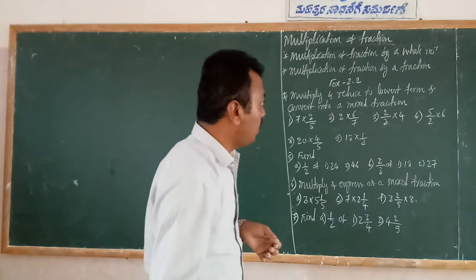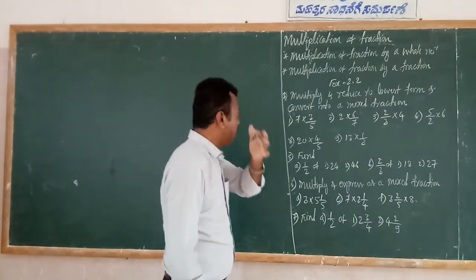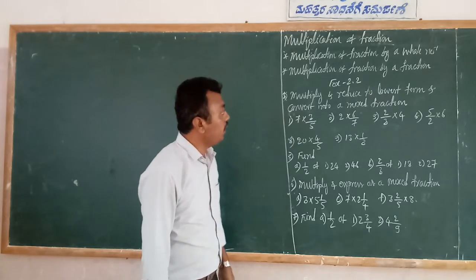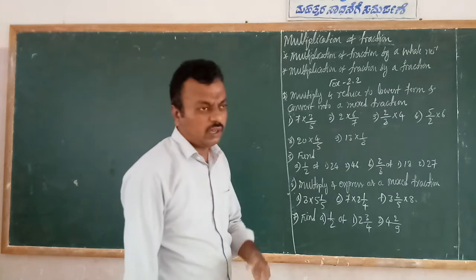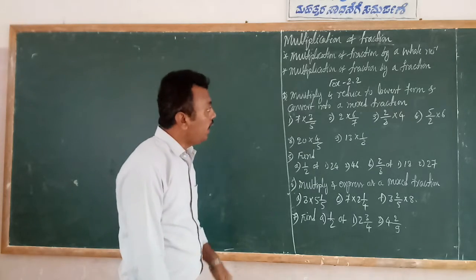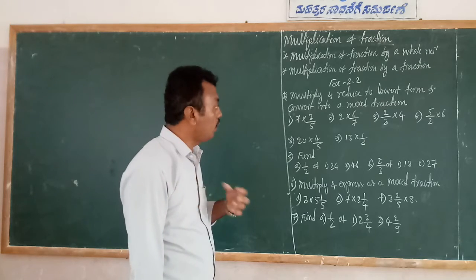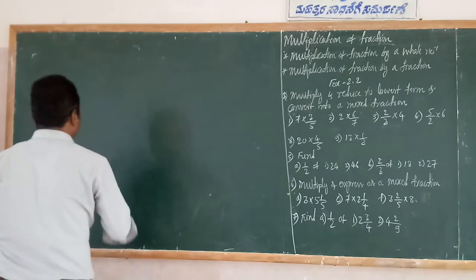See, in that exercise, the first and second questions are very easy. We have to do them at home. I will go to the third question. Multiply and reduce to lowest form. Lowest form means we have to divide it and convert into mixed fractions. We know how to convert a mixed fraction. So let us take one example.